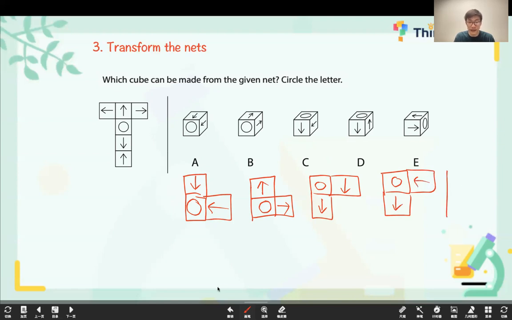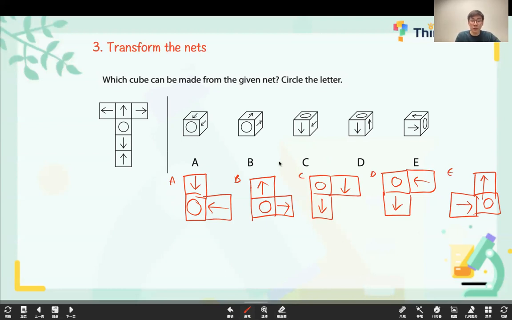And E, finally, it's going to be opening with the face on the right. So we have a face on the right, which is the circle. We have one above it, which is pointing away. And we have the face on the left of it this time, which is pointing towards it. Okay, so now we've expanded all of our nets. Let me just label them again. A, B, C, D, and E.